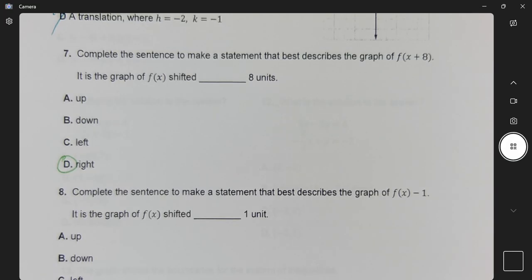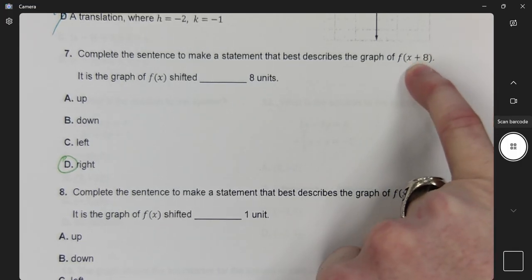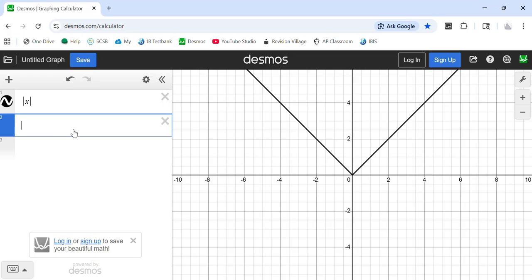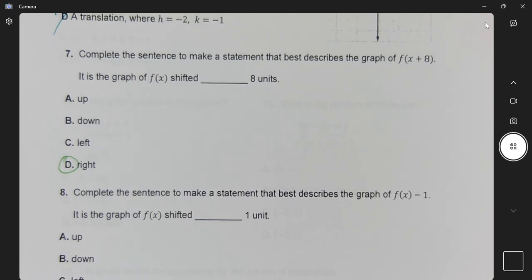Just to remind you, see how this means where there used to be an x, now there's an x plus 8. So on Desmos, I've just chosen a random equation, and where I had an x, I'm going to type in x plus 8, and what you're going to see is it definitely went to the left. Okay? So we're going to use Desmos in every way that we can to cheese this thing to get a 100%. Okay?